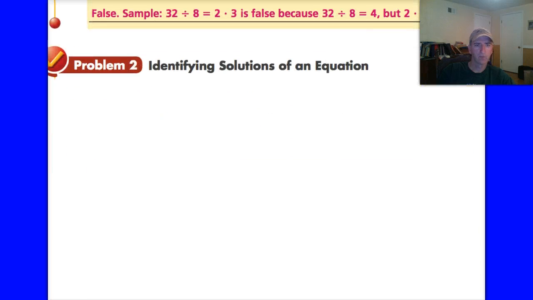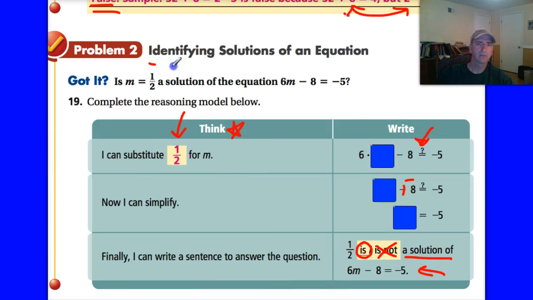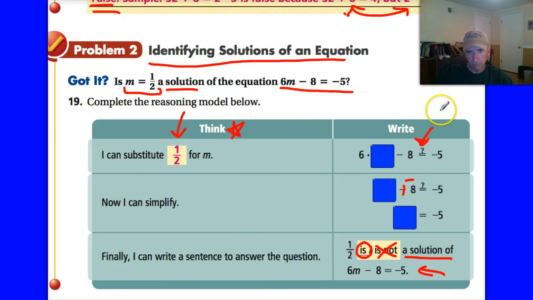Let's move on down to number 19. Identifying solutions of an equation. Is m equal to 1/2 a solution of this equation, 6m minus 8 equals -5? Okay, I already got some writing on here for you, but you can substitute 1/2 for m. That's what you should do first. That's what's going on in your brain. All right, and then over here on the right-hand side, you write 6 times, we'll just substitute the 1/2, minus 8 equals -5. You're wondering, is that true? Now I can simplify.